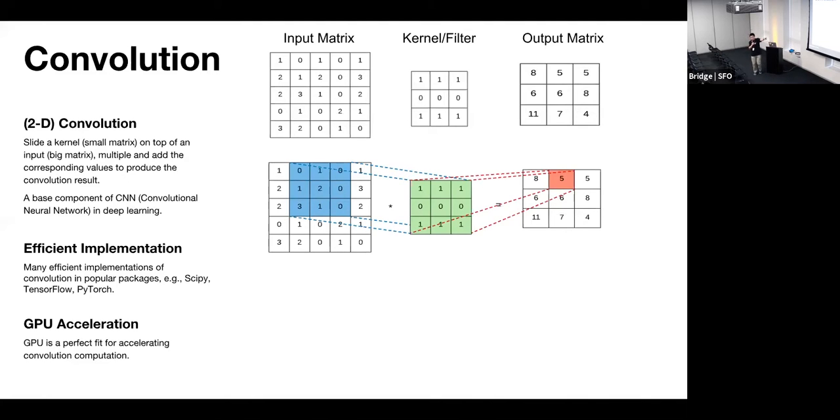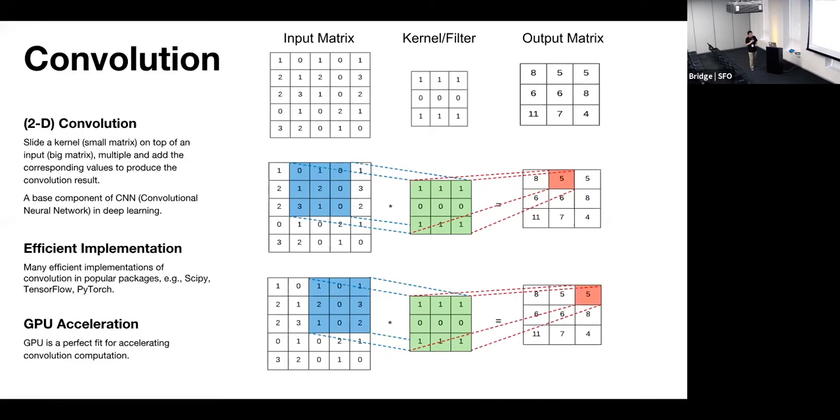Assume we have the green one, which is the kernel matrix, a small matrix, and we can slide it on top of this big input matrix. For example, in the blue area, what we do is just the pairwise value multiplication, and then we just do a sum. This is just another example. We just slide the kernel on top of this input matrix. We can get all the convolved results. Of course, there are many details for convolution. I'm not going to get into the details. You can find a lot of tutorials on how to do convolution.